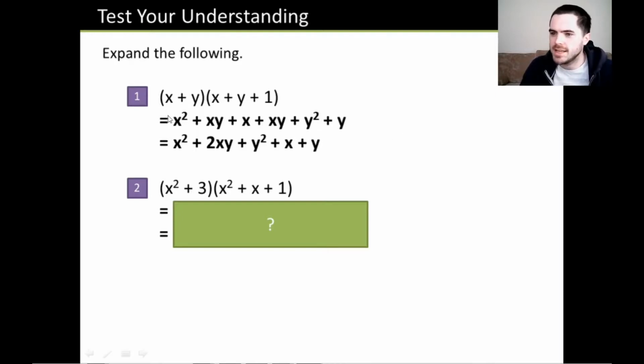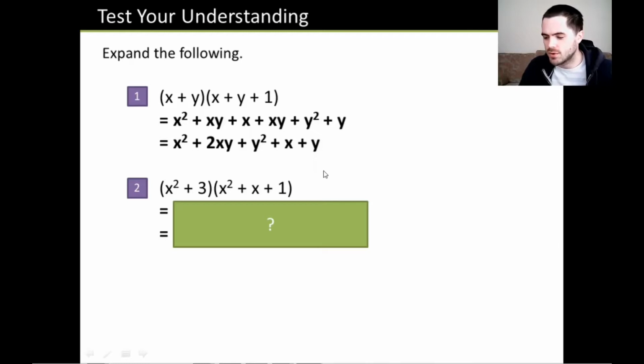When we come to collecting these like terms, what do we have? x squared, nothing else there, so the x squared just drops down. xy and, oh, there's another xy, so there's 2 of those, which is why we've got 2xy here. x, that hasn't been taken care of, so that'll drop down over here. y squared sits on its own and so does y. Meaning, altogether we have x squared plus 2xy plus y squared plus x plus y.